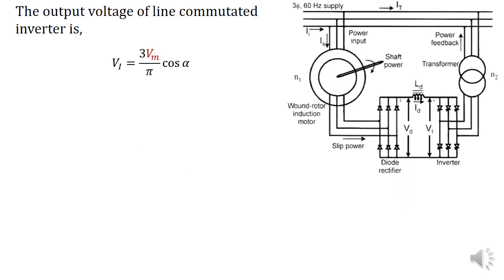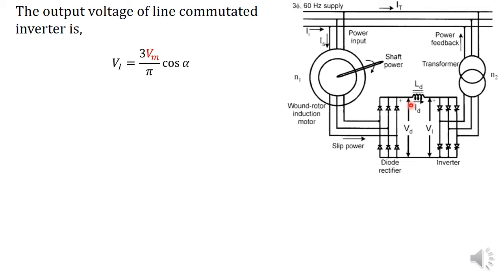Next, the output voltage of the line commutated inverter. This line commutated inverter is in fact a controlled rectifier which operates in inverting mode. So the equation for the output voltage of the line commutated inverter, that is VI, is equal to 3 Vm by pi cos alpha, where alpha is the firing angle and Vm is the maximum value of the three-phase input voltage of this converter.